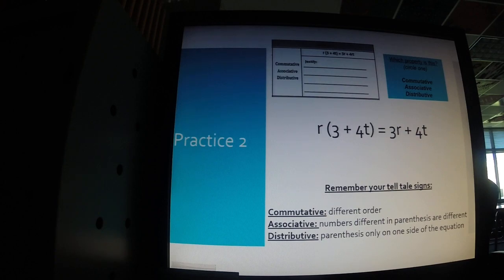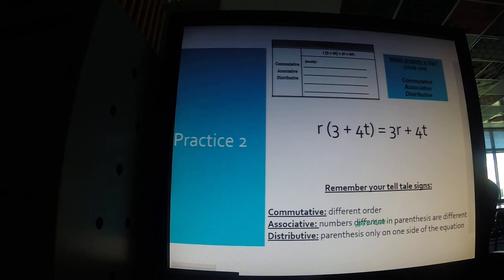So we do have parentheses this time. That doesn't mean that it's not commutative. So we could check the order, but we might as well check this first. Are the numbers in the parentheses different? Wow, that's not a very good sentence. This shouldn't be there. Sorry. Are the numbers in the parentheses different?